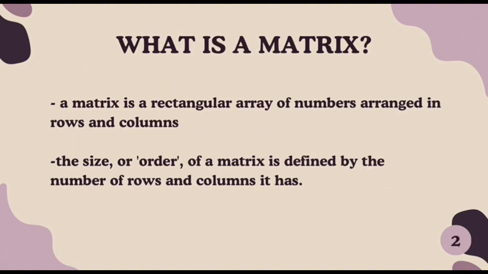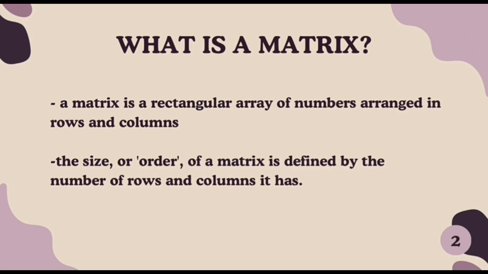Now, let's discuss what a matrix is. A matrix is a rectangular array of numbers arranged in rows and columns. It means that a matrix is a rectangular arrangement of numbers, symbols, or expressions set up in rows, or horizontal lines, and columns, or vertical lines. Each individual value inside a matrix is called an element, and every element has a position that's defined by its row and column number.